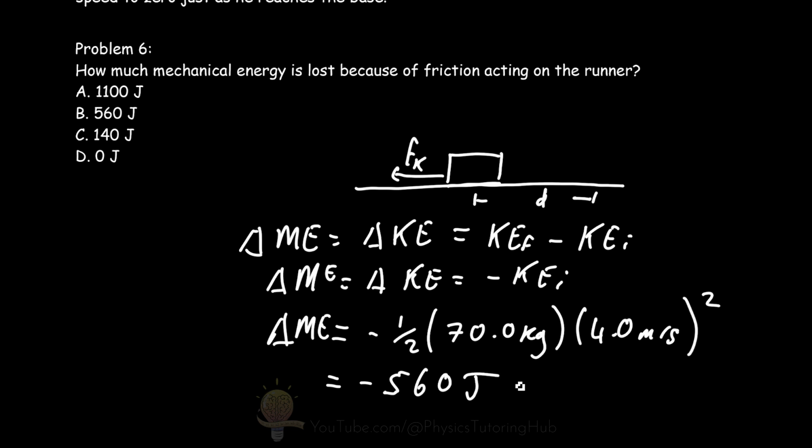560 joules. And we've got a negative sign here because work is being done to take away energy from the runner as he's sliding to a stop. If work was being done to speed up the runner from rest to 4 meters per second, then this 560 joules would be positive because we're adding energy to the system. So we've lost here 560 joules, and this negative sign here implies that we've lost energy. So B is the correct answer.